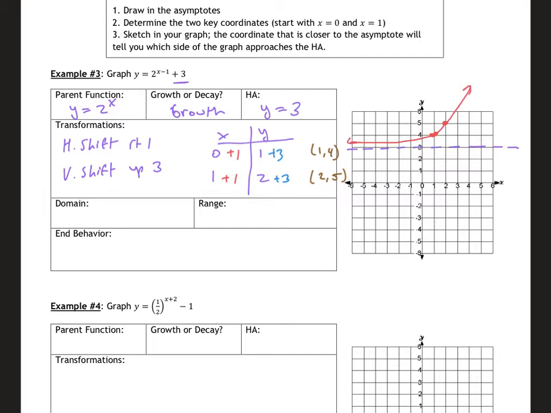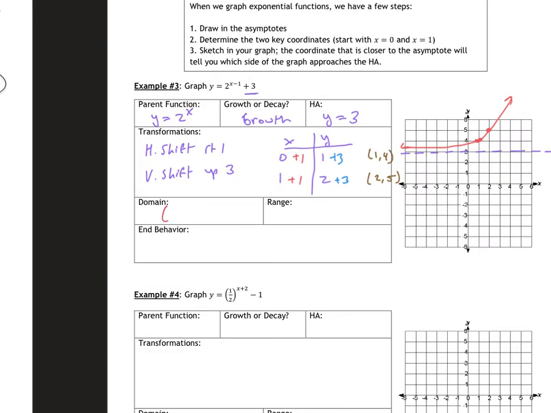It's pretty straightforward. Domain, how far left does it go? Negative infinity. How far right does it go? Positive infinity. It's always going to be that. Now my range, as far down as it goes, it approaches that horizontal asymptote, but the definition of asymptote means it approaches that line but does not cross it. So it gets closer and closer to the 3 but doesn't cross it, and then it goes up forever.